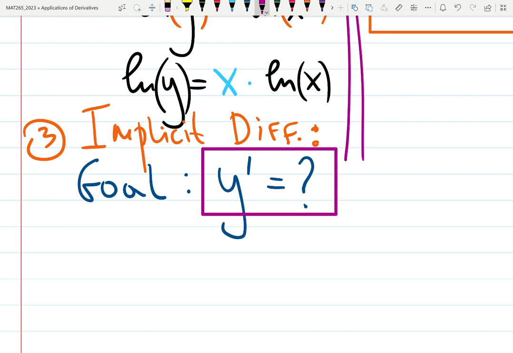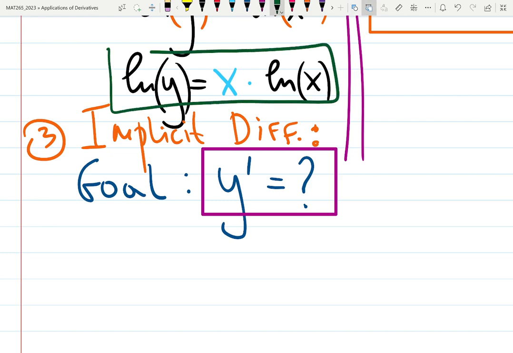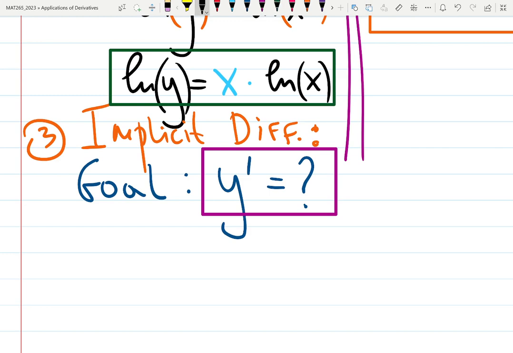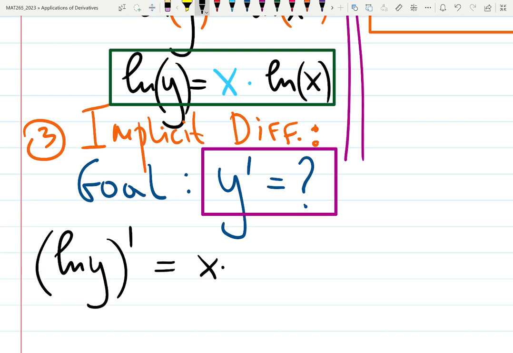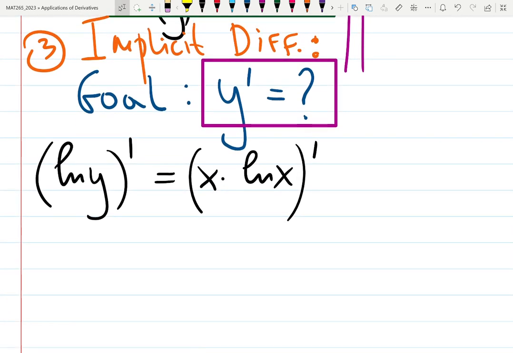Step 3, implicit differentiation. I can even put in the box to see in front of me what we are working with. Here it is. I'm applying derivative to both sides, left and right hand side, using implicit differentiation, keeping in mind that y depends on x. Derivative of ln y equals derivative of x times ln x. Let's solve this. What is derivative of log of stuff? 1 over stuff. Make sense? You remember that. You take the stuff inside and you do 1 over stuff.